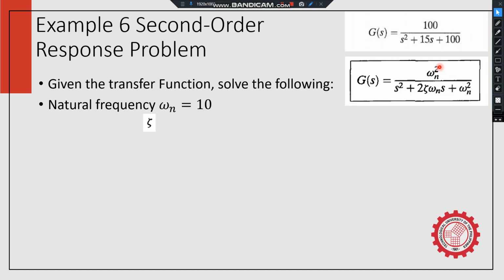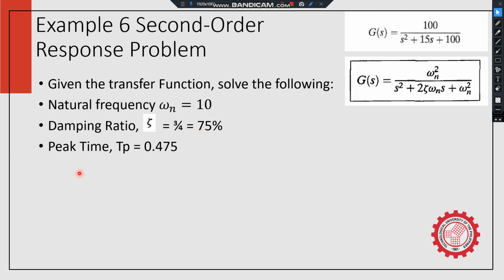Again, this is the general formula of our second order system. Next is the damping ratio. Twice the damping ratio times the natural frequency is equal to 15. Since we know already that the natural frequency is 10, 10 times 2 is 20, so the damping ratio is equal to 15 over 20, or 3/4, or 75%. The peak time could then be solved.